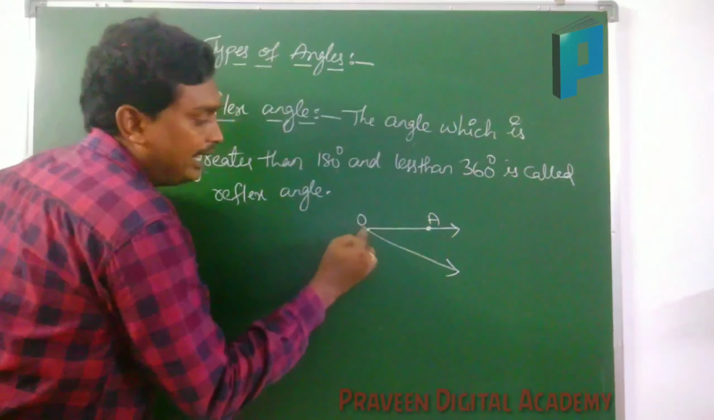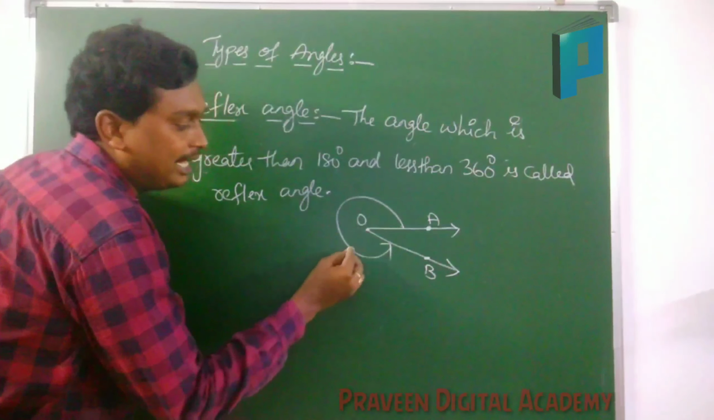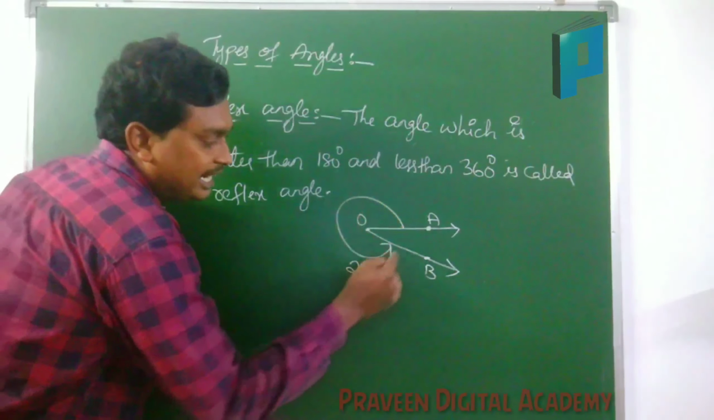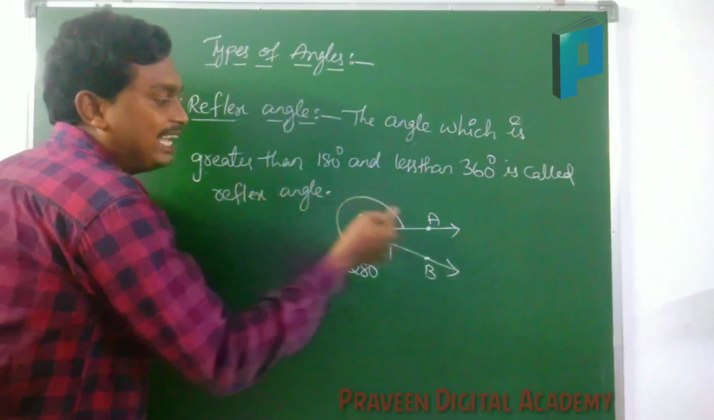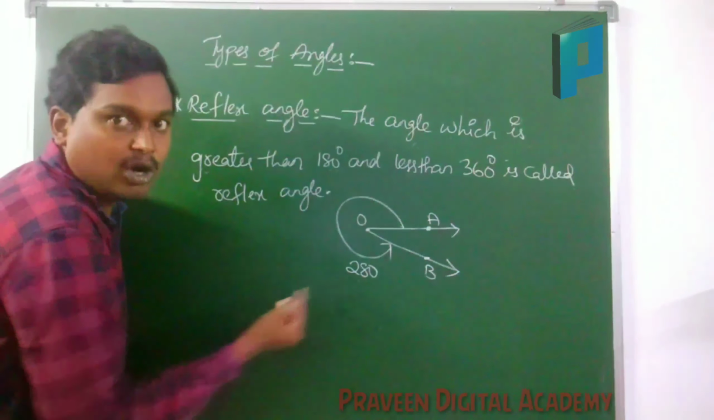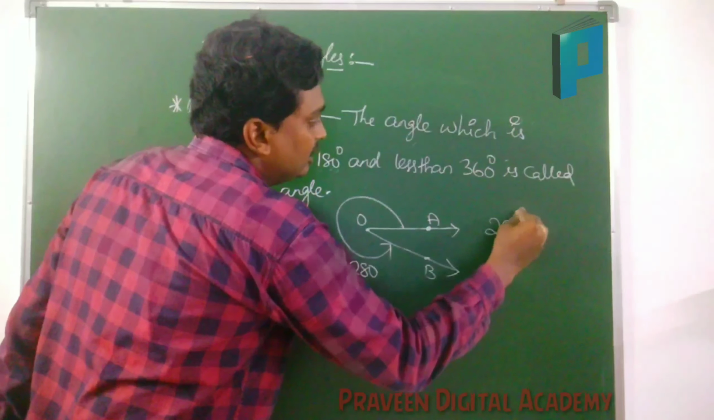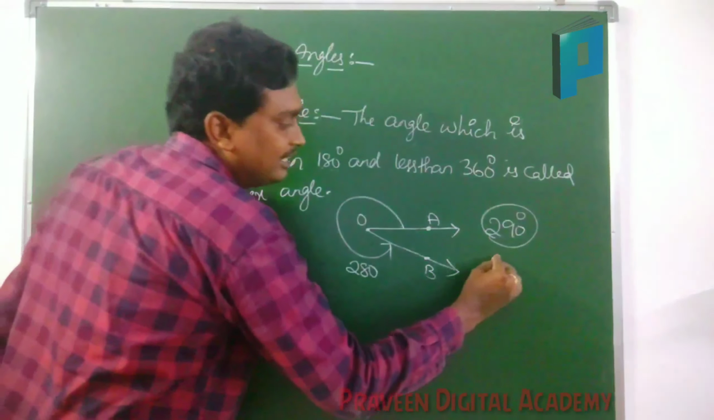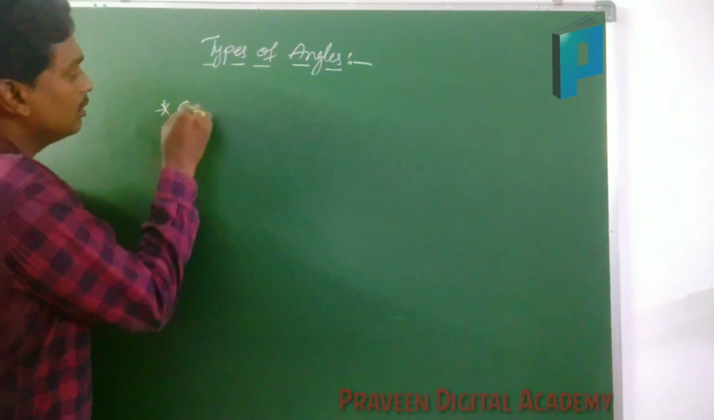Here the initial ray is OA and the terminated ray is OB, and this angle should be greater than 180. Here I will take 280. This is greater than 180 and less than 360. Here the angle which lies between 180 and 360 is called a reflex angle. You can say 290 is also a reflex angle. This is greater than 180, less than 360. 359 is also a reflex angle.